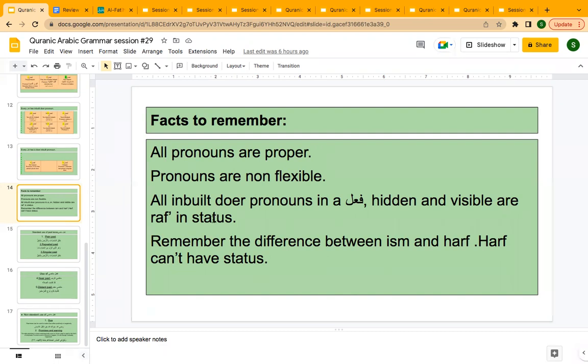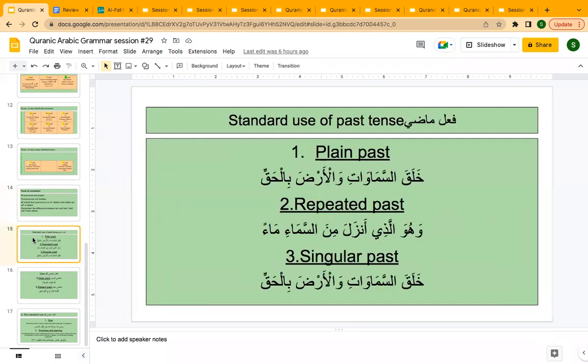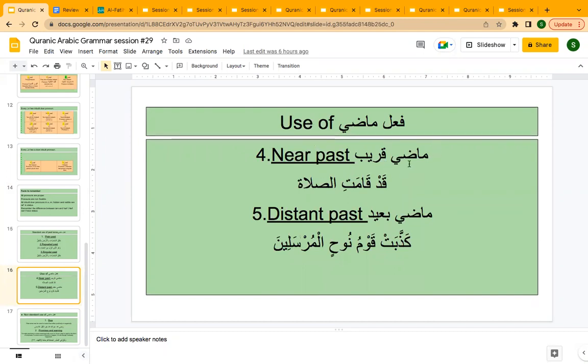When we are calling them dual pronoun, you should remember from your knowledge of the statuses of an ism that your doer is always rough in status. That is an easy one. Now, I just added that sometimes your past tense can denote a near past. For example, in the Iqama, when the Muazzin says, Qad qamatis salah. Is this talking about the salah that was just established and he is calling you all to salah? So the salah has just been established, so come and pray and make your rows.